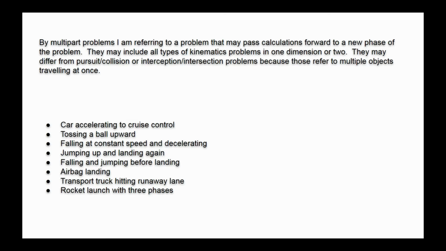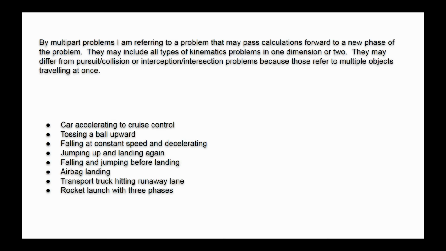Multi-part problems in physics are problems where you have a decision to make. You have to make critical decisions and pass variables forward from one part of the problem to another. They can be in one dimension or two dimensions. They may differ from pursuit and collision or interception and intersection problems because those problems refer to multiple objects traveling at once. So there's a slight difference in these.